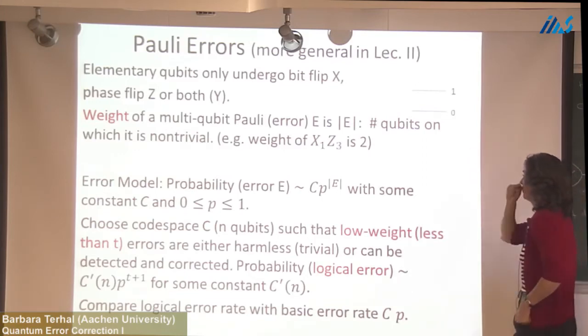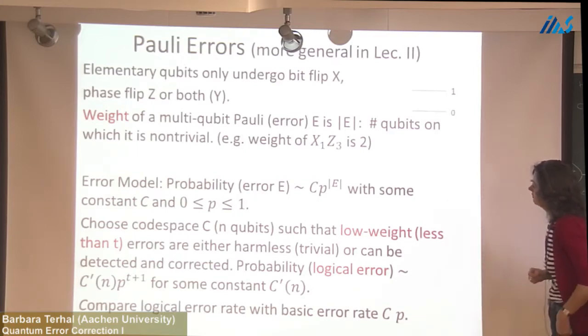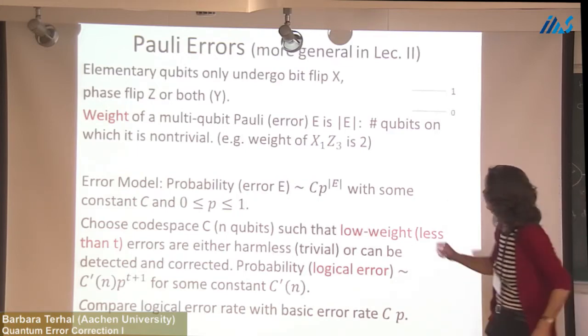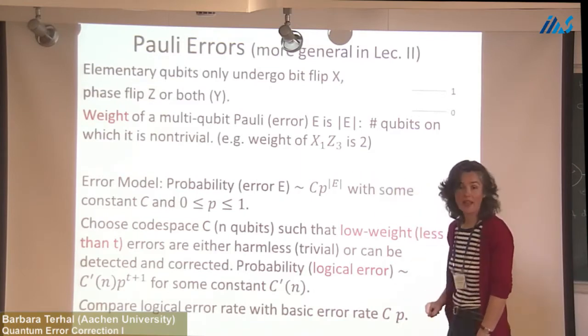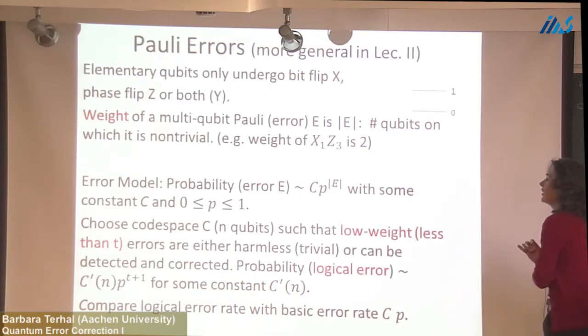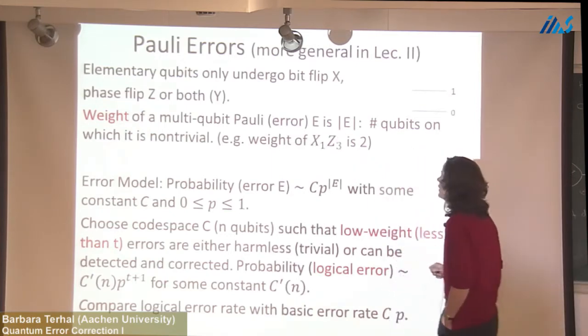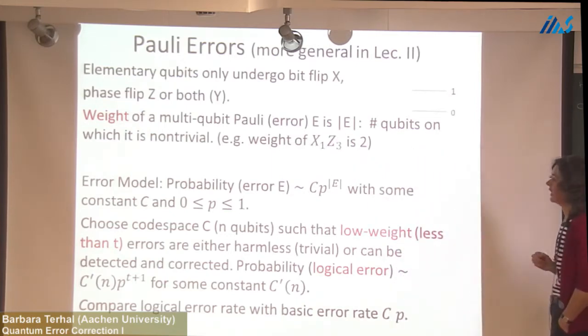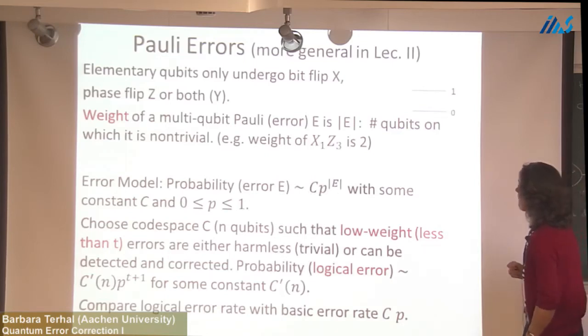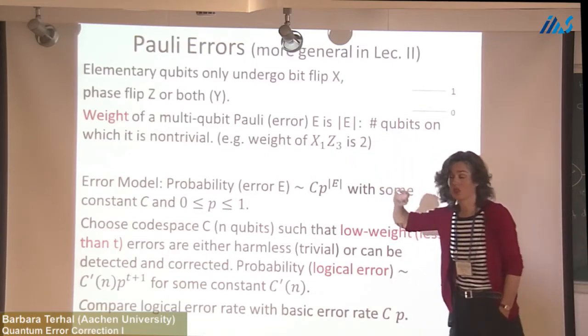So one notation or formulation: what I call the weight of a multi-qubit Pauli error, so it's a product of Paulis, just to note it like that. It's the number of qubits on which it acts non-trivially. So the weight of X1 Z3 is 2.